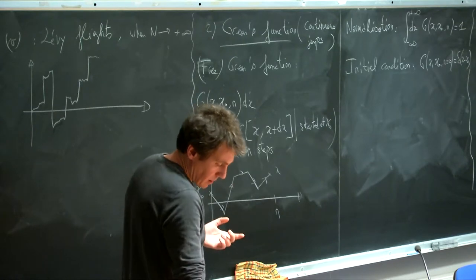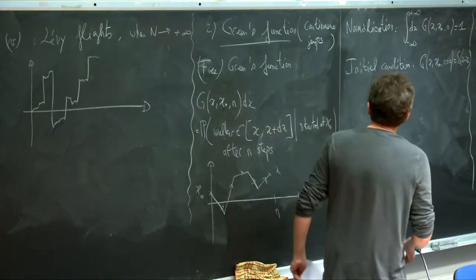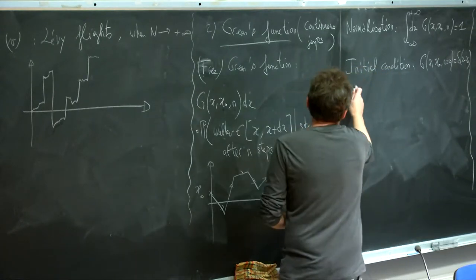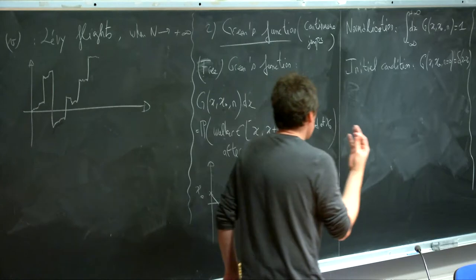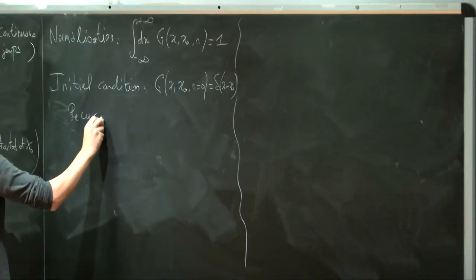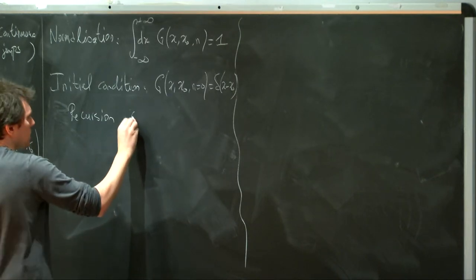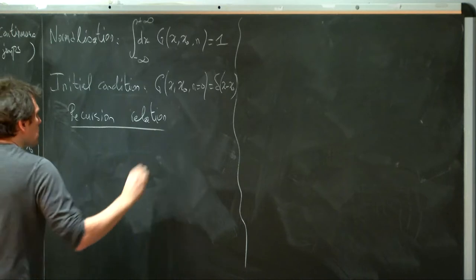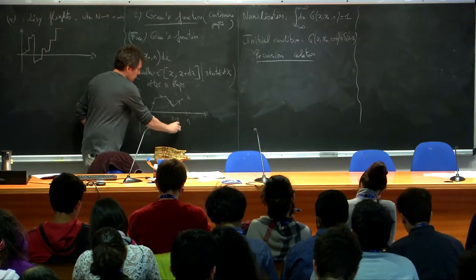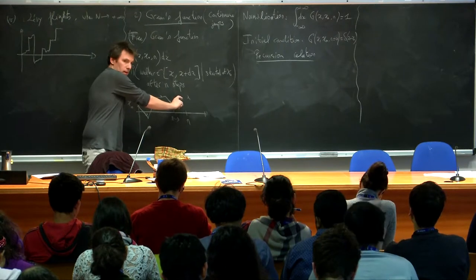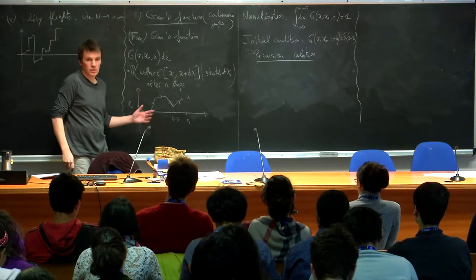To compute this quantity, let me show you a quite nice method, which uses a recursion relation. That will be a method that I will repeatedly use in the following, so it's important to understand it right now. The idea of constructing a recursion relation here is possible thanks to the fact that I have a Markov process. That means that if I look at what happens right before the last step, then this last step is completely independent of what happened before. That's the definition of the Markov chain.